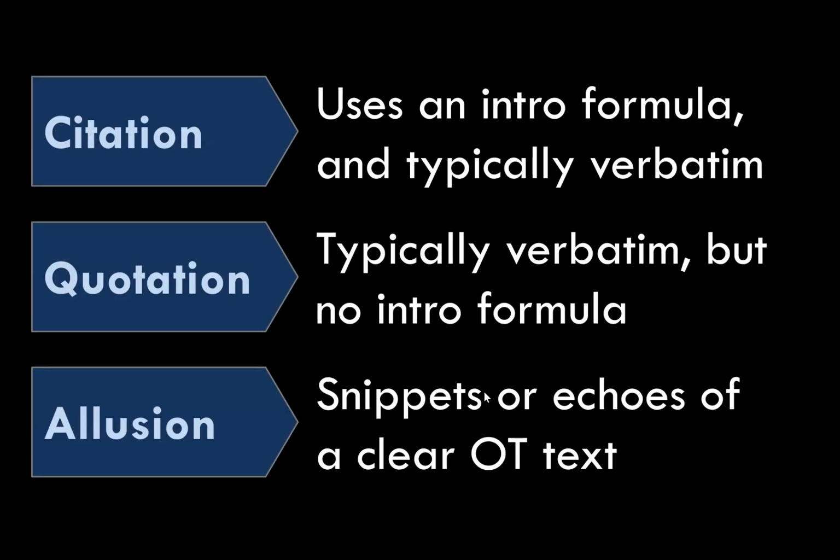Once you've identified a use of the Old Testament, the next step in the process is to sort out how it is being used. And there's a handful of different labels that people use for this. I'm going to give you three that I find to be the simplest and clearest. The first is a citation. The second is quotation. And the third is allusion.